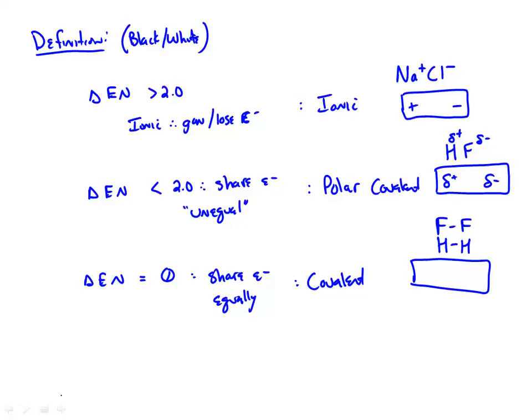So, for example, if I just randomly pick two elements, let's say barium chloride. If I want to calculate the difference in electronegativity, I have to go look up barium on the chart, which is 0.9. And I look up chlorine on the chart, which is 3.0. And so that's 3.0 minus 0.9, that's 2.1. We conclude that this is really an ionic compound.